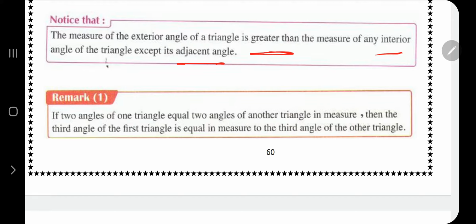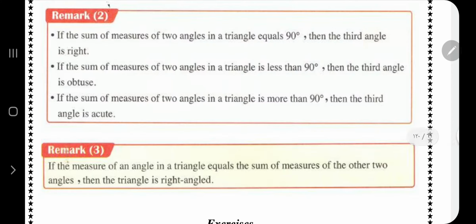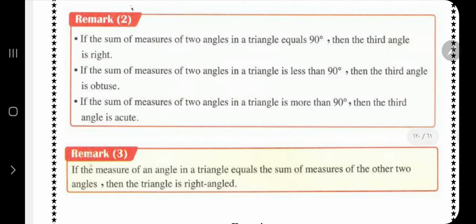If two angles of a triangle are equal in measure to two angles in another triangle, then the third angle equals the third angle. If the sum of two angles equals 90, then the third angle is right. If the sum of two angles is less than 90, the third angle is obtuse. If the sum of two angles is more than 90, the third angle is acute.